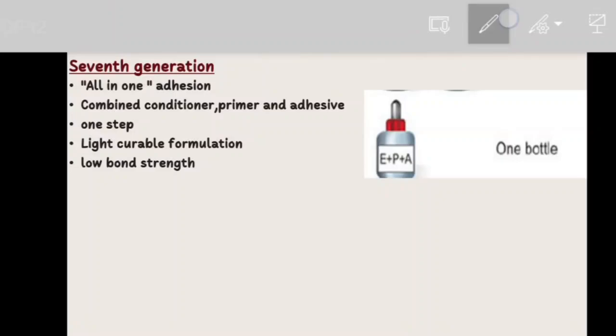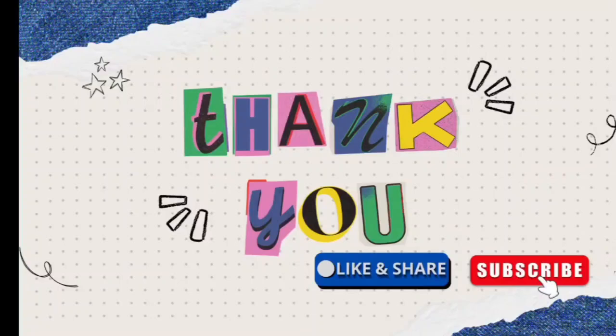Now the 7th generation, all-in-one, that is it contains conditioner, primer and adhesive. So it is 1 step, light cure formulation and low bond strength. The 4th and 5th generation are most commonly asked in exam.